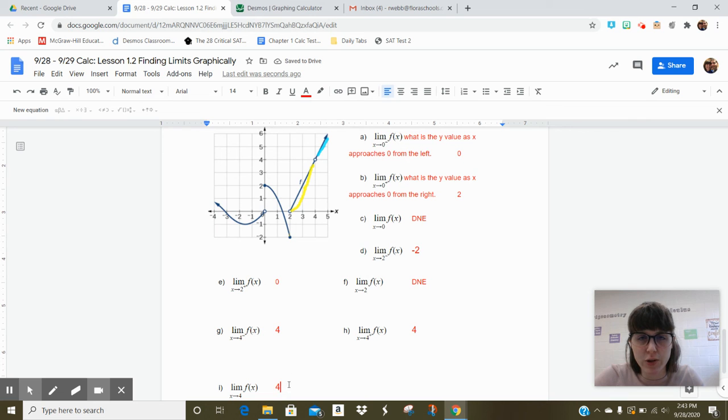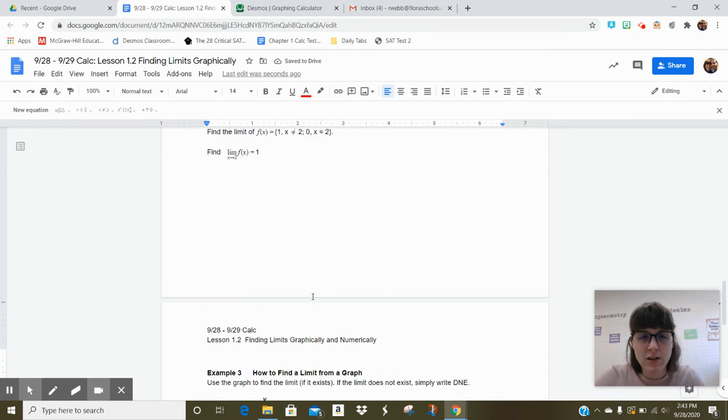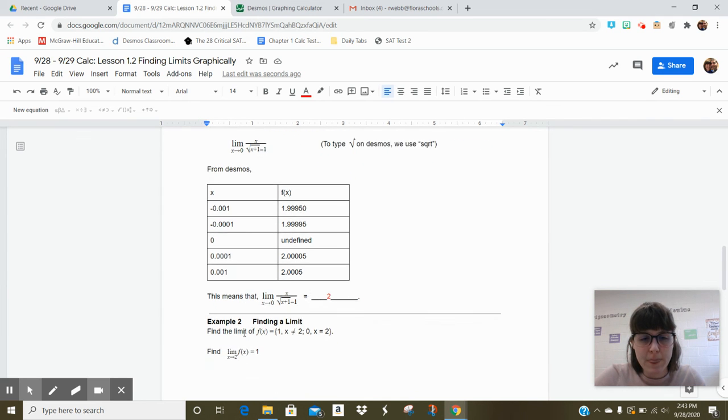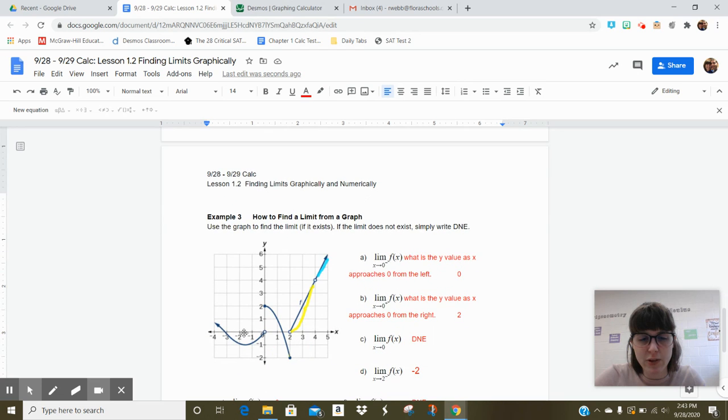Okay, so your homework will include using tables to help you find a limit on desmos.com/graphing, and then you'll have to find some of the limits from a graph. So the homework is a Google form, but those are the topics that it covers.